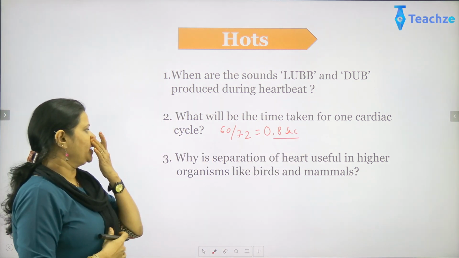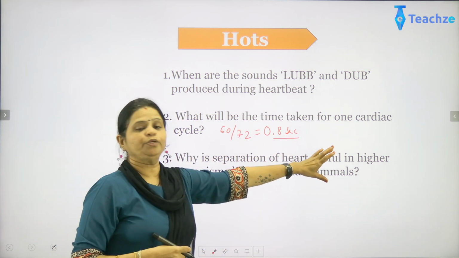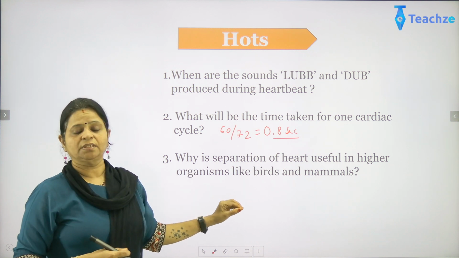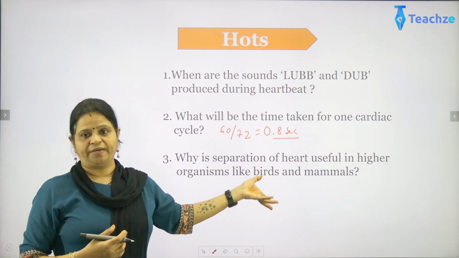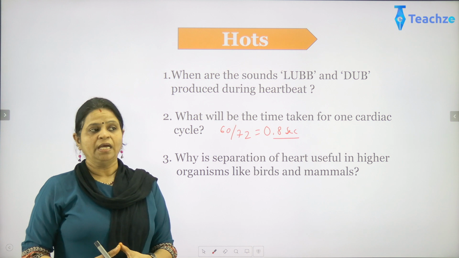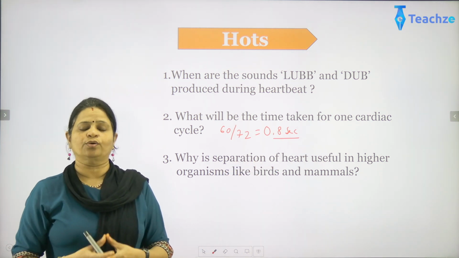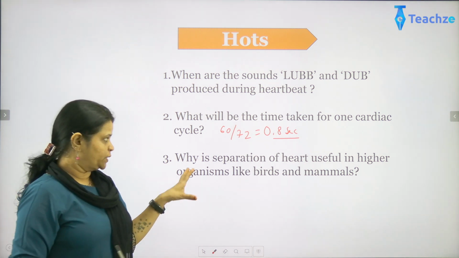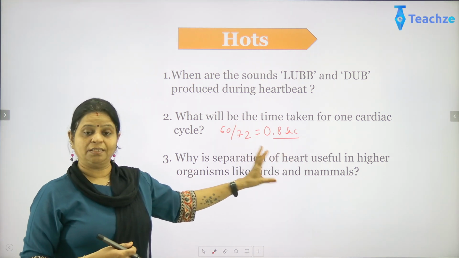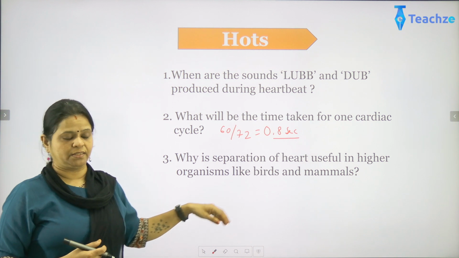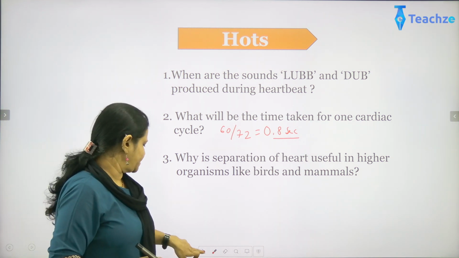Okay. Now, why is the separation of the heart useful in higher organisms? Because the energy supplies are different and it needs more oxygen. It is easy for the mammals and the birds to avail the entire oxygen which is available to them. So that will be the advantage of having a double circulation instead of single circulation.